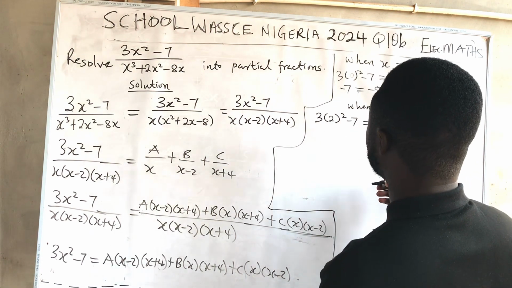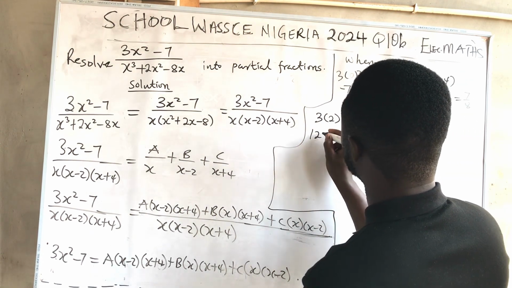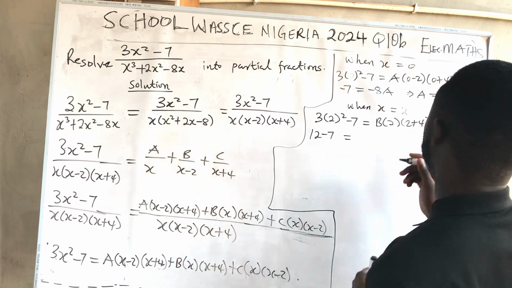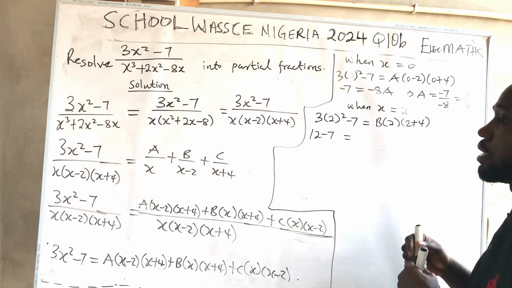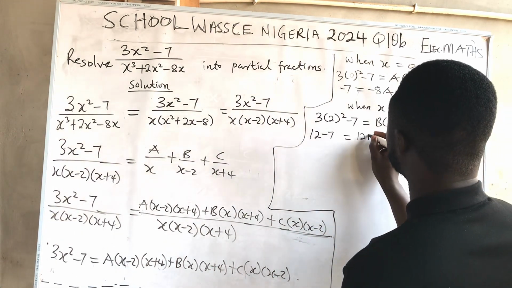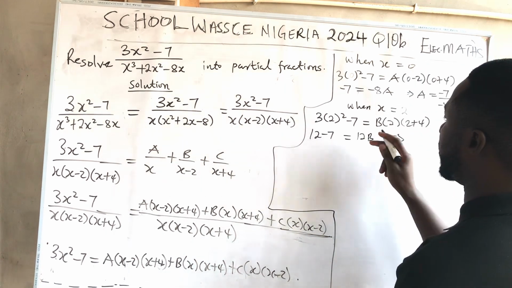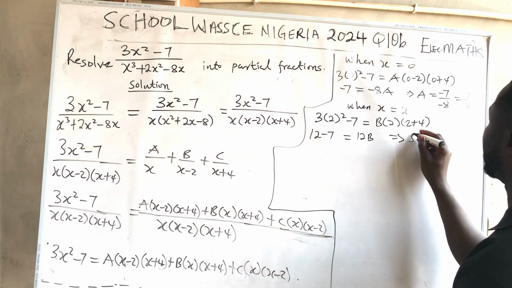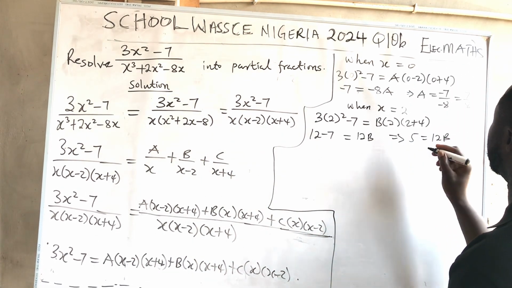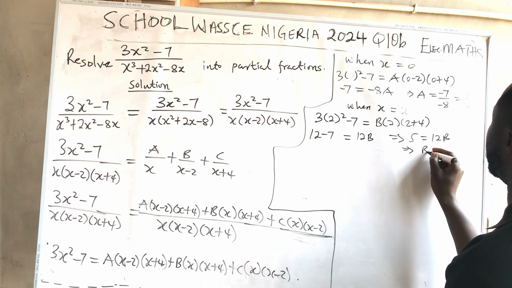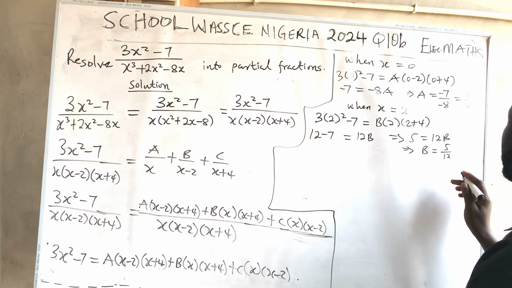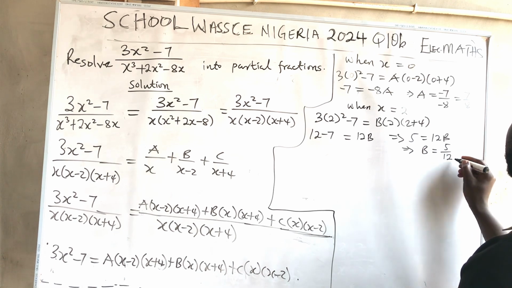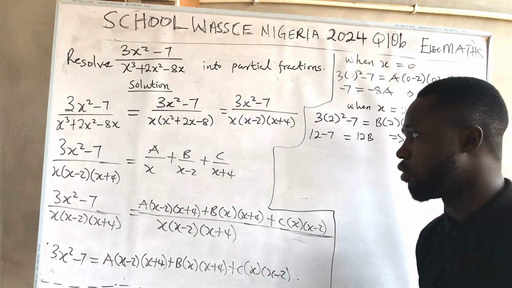2 squared will give me 4, 4 times 3 is 12, minus 7 equal to 2 plus 4, which will give me 6. 6 times 2 will give me 12, so 12b. And I'll have 12 minus 7 will give me 5, to be equal to 12b. And I have my b to be equal to 5 over 12. So b is 5 over 12.